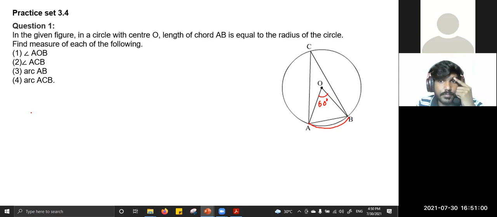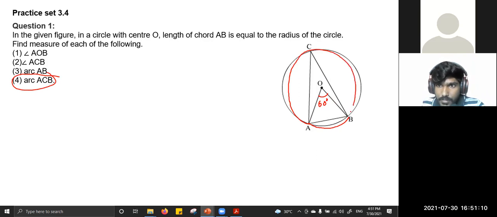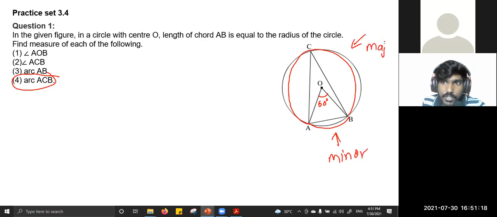Yeah, I'll write it on. Wait, before you write that, see that for the fourth one also, we have to find a measure arc ACB, that is this one. Now if you look at it, this is the minor arc and this is the major arc. ACB is the major arc. You know the measure of the minor arc, that is 60 degrees. What will be the measure of the major arc ACB?